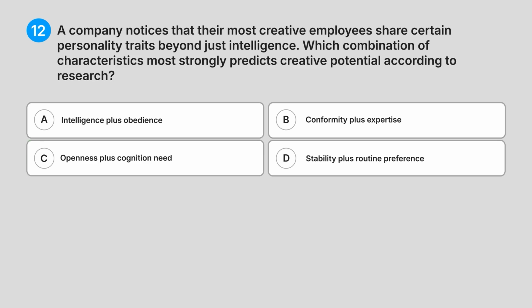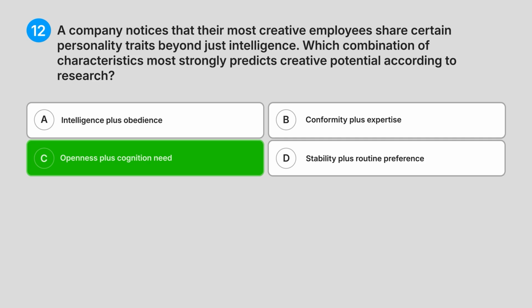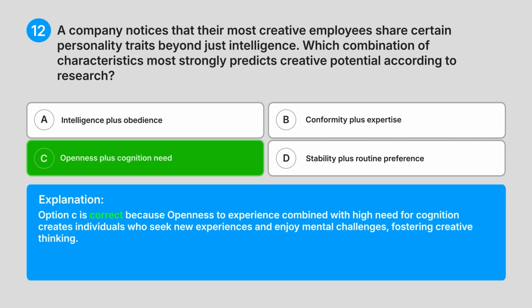Correct answer, C. Openness plus need for cognition. Explanation. Option C is correct because openness to experience, combined with high need for cognition, creates individuals who seek new experiences and enjoy mental challenges, fostering creative thinking.